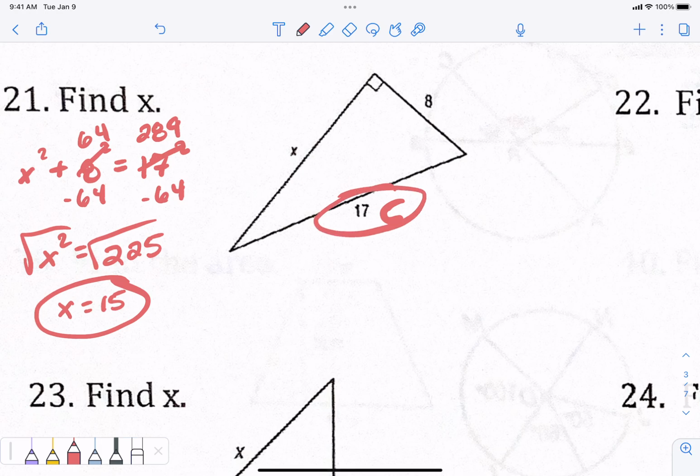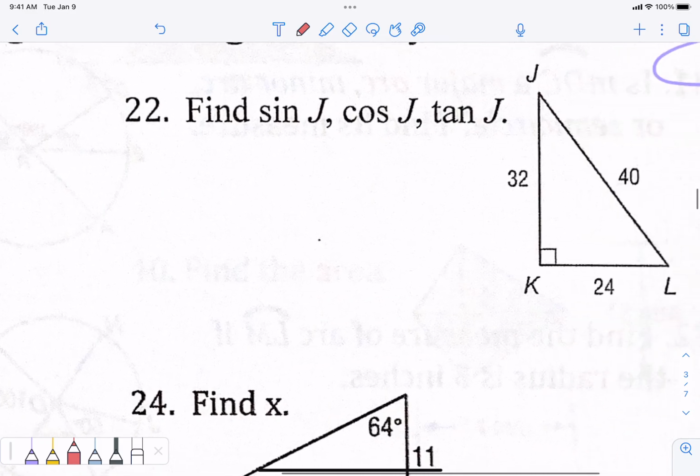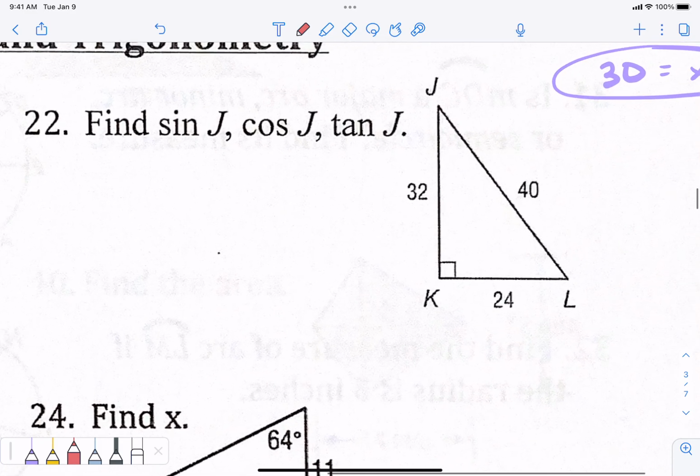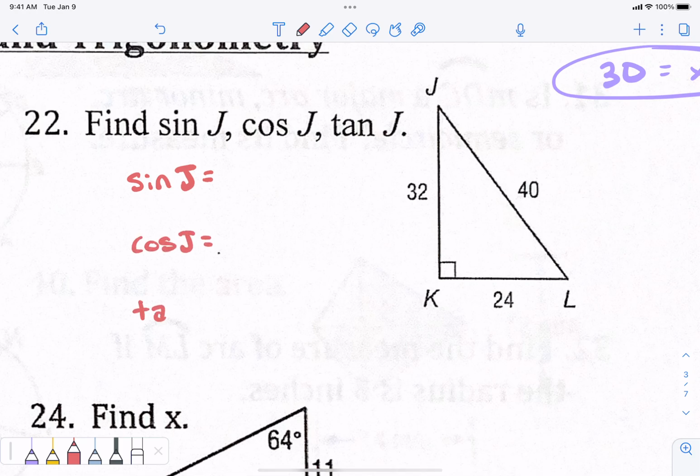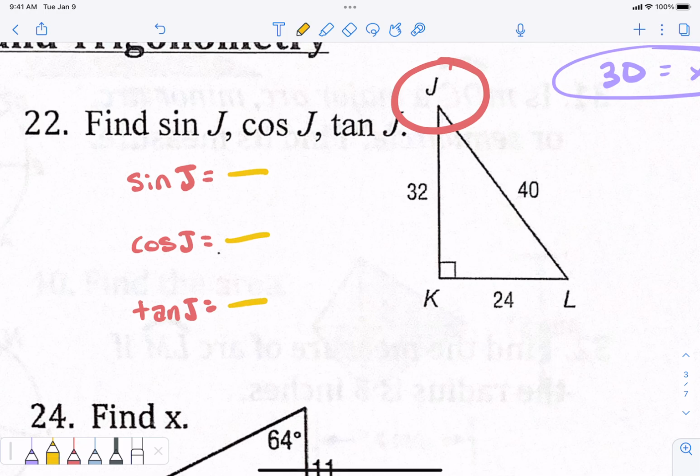All right. If I go too fast, pause it, or wait and go back through. It doesn't matter. Here we're finding sine of J, cosine of J, tangent of J. I'm going to write these out. Okay? And the angle J is very important. So make sure that you are referring to J instead of like angle L. So I'm going to circle J because we're doing everything in relationship to angle J. And all we have to do is fill in our fractions off of that angle J.